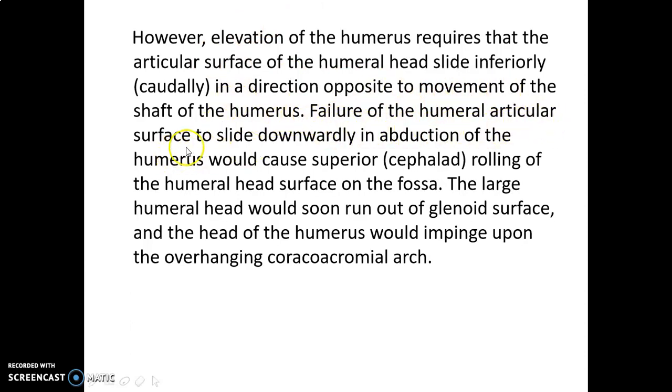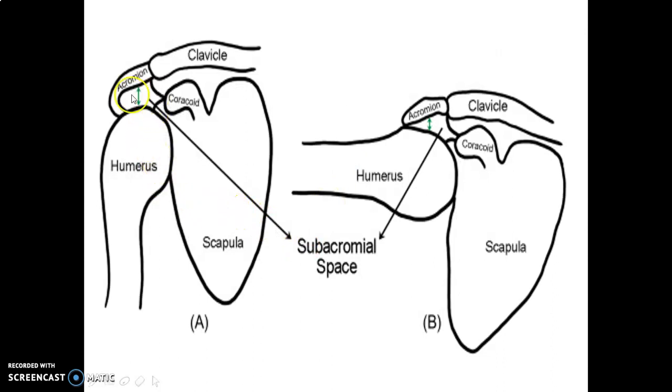Failure of the humeral articular surface to slide downward in abduction of the humerus would cause a superior, otherwise upward, or cephalad rolling of the humeral head on the fossa. Naturally, if it's not sliding downward, what should happen? It should roll over the glenoid fossa and move cephalad, superiorly or upwardly. The large humeral head would soon run out of the glenoid surface, and the head of the humerus would impinge upon the overhanging coracoacromial arch, as we discussed in the last class in the supraspinatus impingement pathologies. So here is a figure to show you.